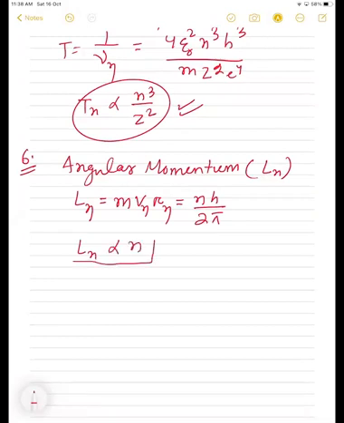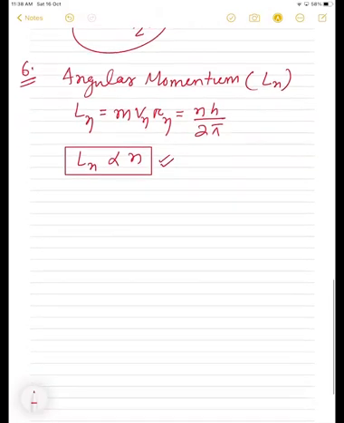In which orbit it is moving? It is not dependent on mass, it is not dependent on speed, frequency, velocity. Angular momentum of any element depends only on which orbit it is moving in. So angular momentum is proportional to the orbit number, correct? Number 6. Keep on writing with me.